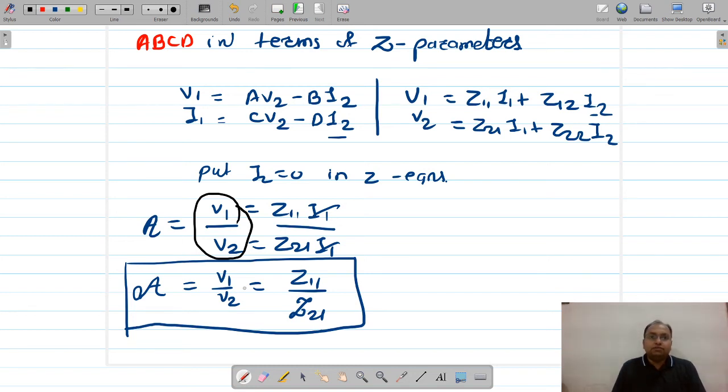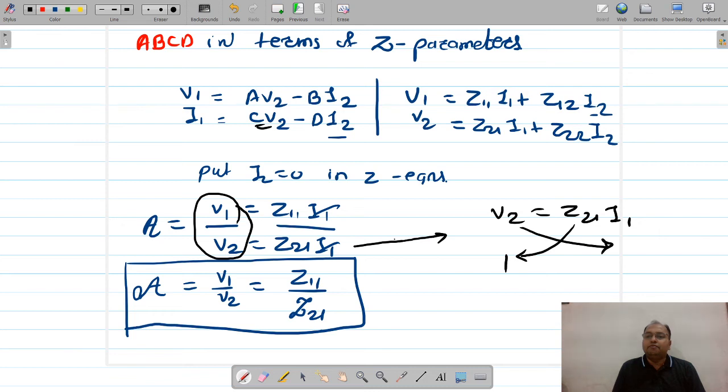Okay, fine. Now C, how to find out C? Can we find C from any of the equations? C has a relation between I1 and V2. So from this particular equation I can find it out. V2 is equal to Z21 I1, right? And what is C? C is the ratio of I1 to V2. So if I transfer this to the left hand side and this to the right hand side, definitely I can get it.